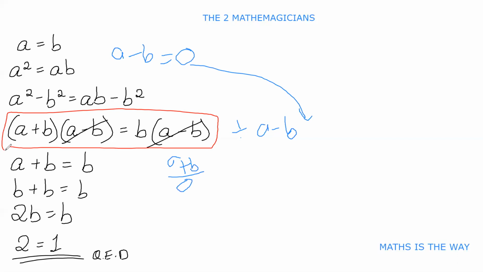Yeah, and also I think if you look at the next line, a plus b equals b. If you minus b from both sides, then you have a equals 0. And then you get a is 0 and b is also 0, and all sorts of weird things happen. Big no-no.